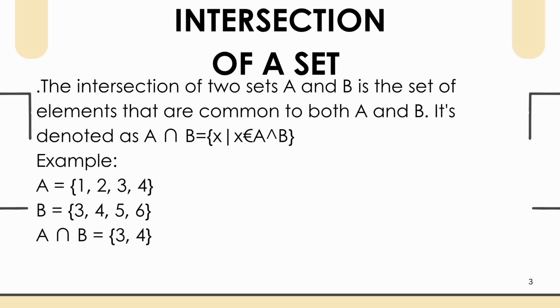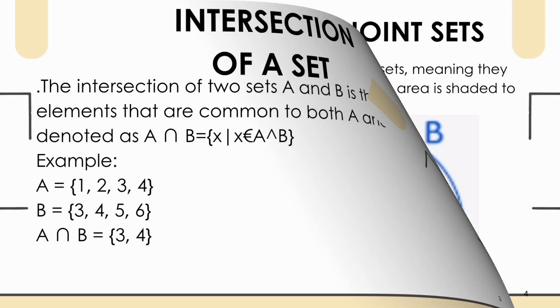Intersection of two sets A and B is the set of the elements that are common in both A and B. It is denoted by A intersection B and is represented by X such that X belongs to A and X belongs to B. For example, if set A contains the elements 1, 2, 3, 4 and B contains the elements 3, 4, 5, 6, here 3 and 4 are the common elements in both the sets A and B, then A intersection B is equal to 3 and 4.